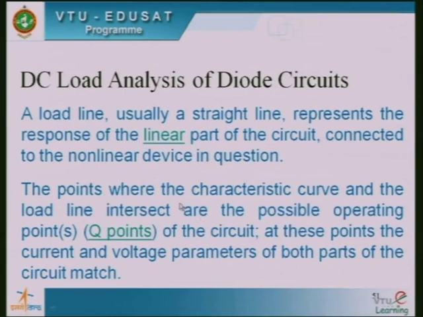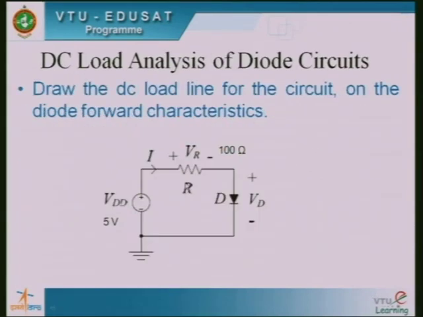The points where the characteristic curve and the load line intersect are the possible operating points. This operating point is also called the Q point. What is the Q point? Q stands for quiescent point. Quiescent means silent, that is, it represents the absence of AC voltage. It only represents the DC conditions that exist in the diode circuit. So corresponding to the Q point, the conditions VD and ID are the DC conditions existing in the diode circuit.